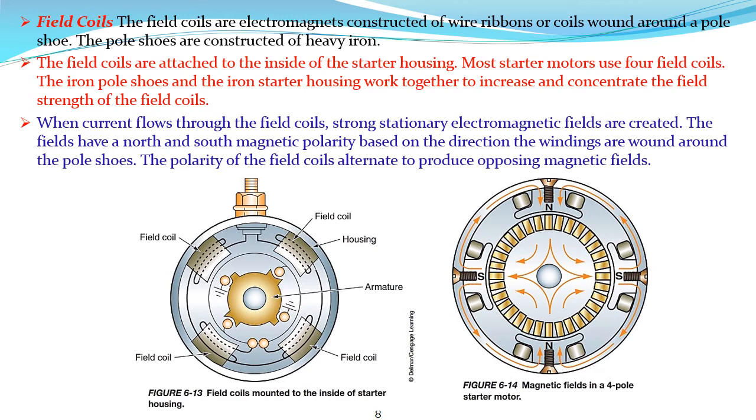Based on the direction of the windings wound around the pole shoes, the polarity of the field coils alternates to produce opposite magnetic fields.